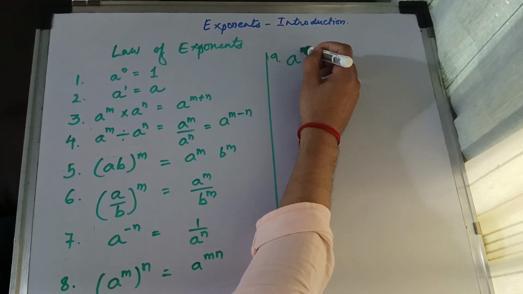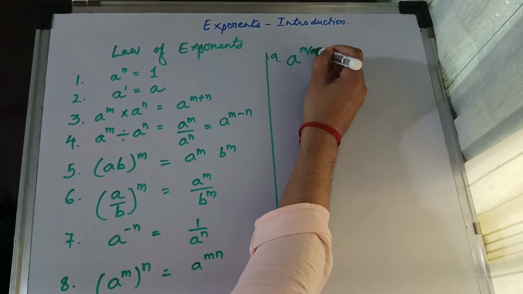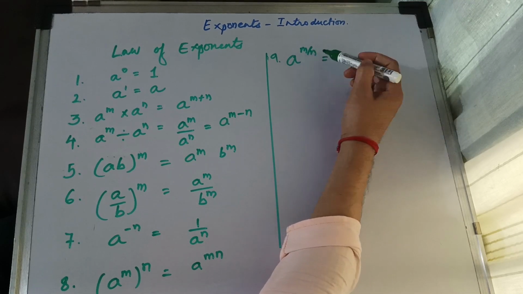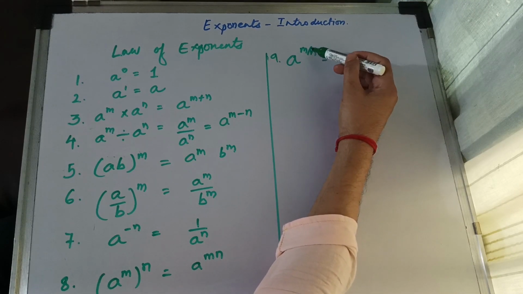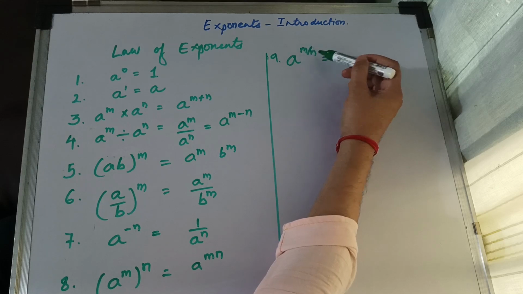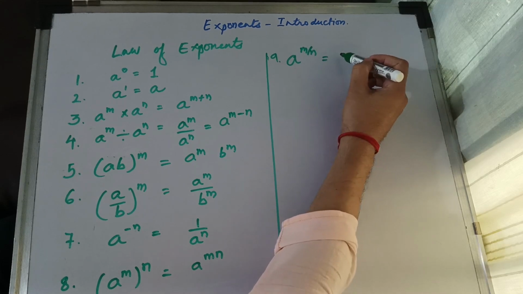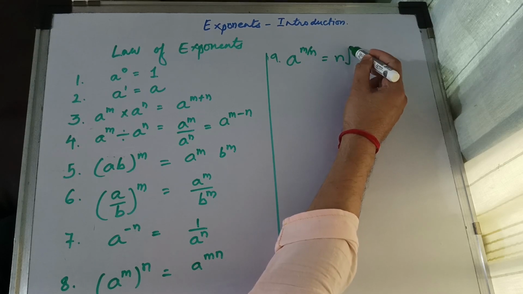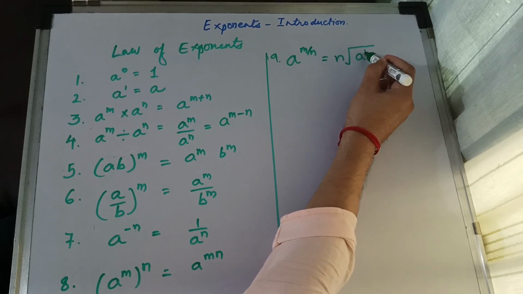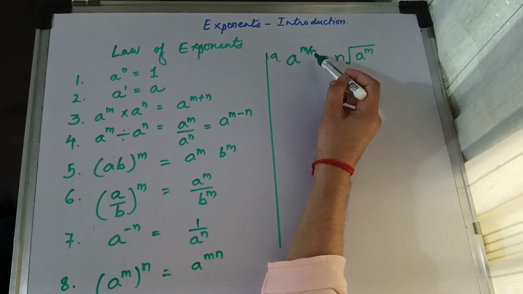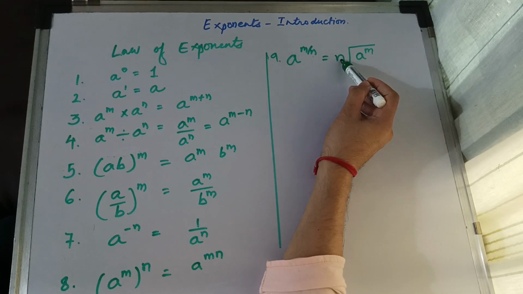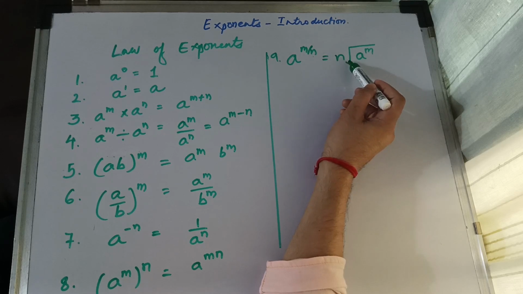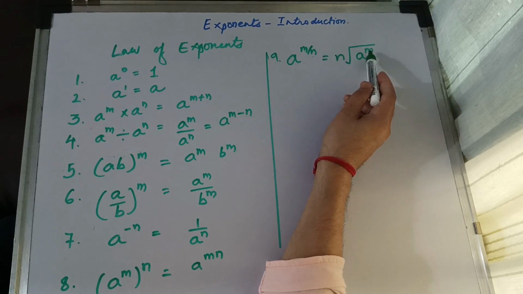Again, the ninth law is a raised to m upon n. This denominator. A is to the power of m divided by n, or m upon n. So we write like this: n root of a raised to m. Remember that this denominator will come outside this root sign. Whenever we write like this, the denominator comes outside and the numerator will go inside the root sign.